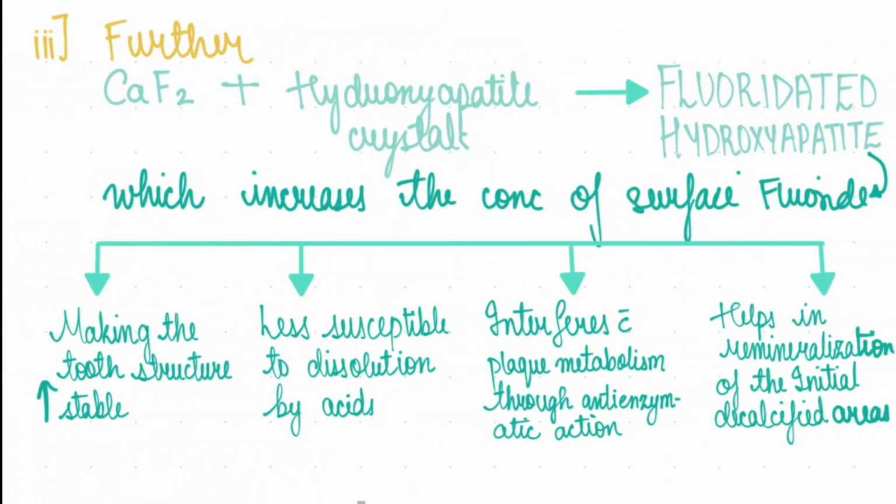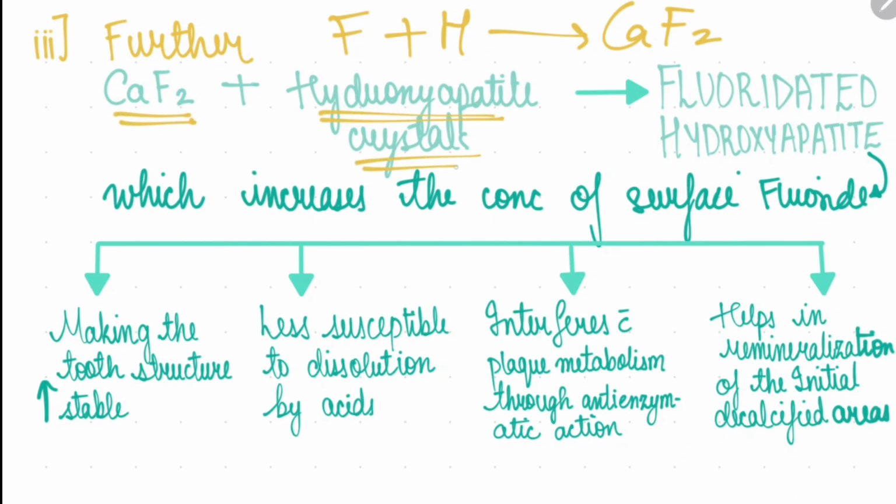Now, moving forward, we saw that the fluoride ions react with hydroxyapatite crystals to form the calcium fluoride. Now, this calcium fluoride reacts further with the hydroxyapatite crystals to form the fluoridated hydroxyapatite. Now, this fluoridated hydroxyapatite increases the concentration of the surface fluoride. And what happens when the concentration of fluoride is increased? As we know, we learned this in our first lecture, which is fundamentals of fluoride, where we saw the mechanism of action of fluoride. So what happens when fluoridated hydroxyapatite crystals are formed?